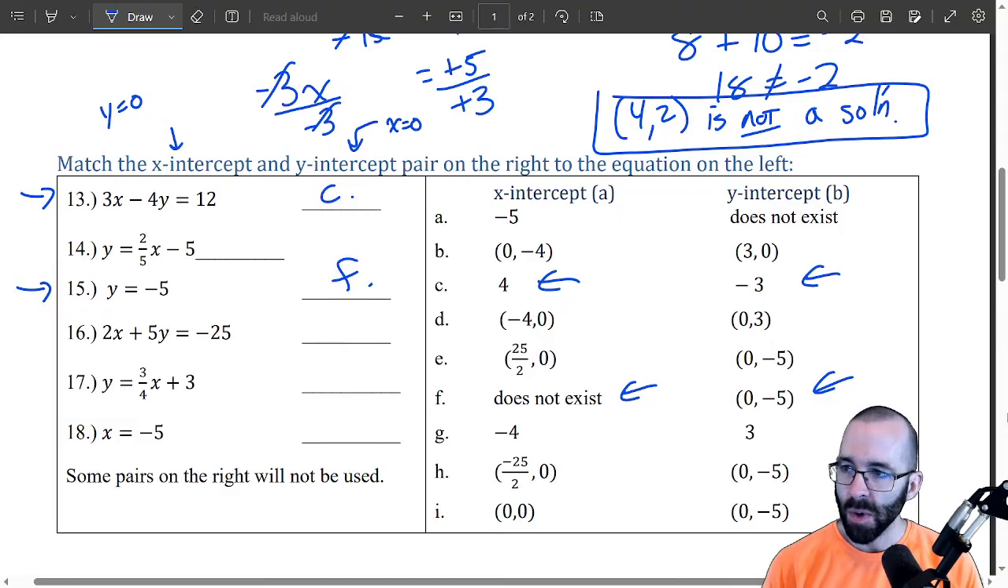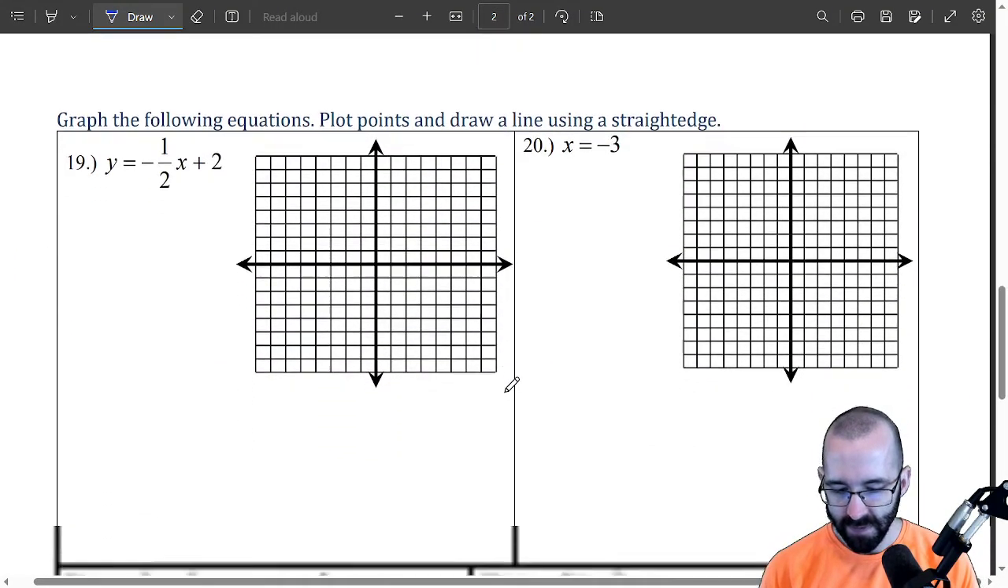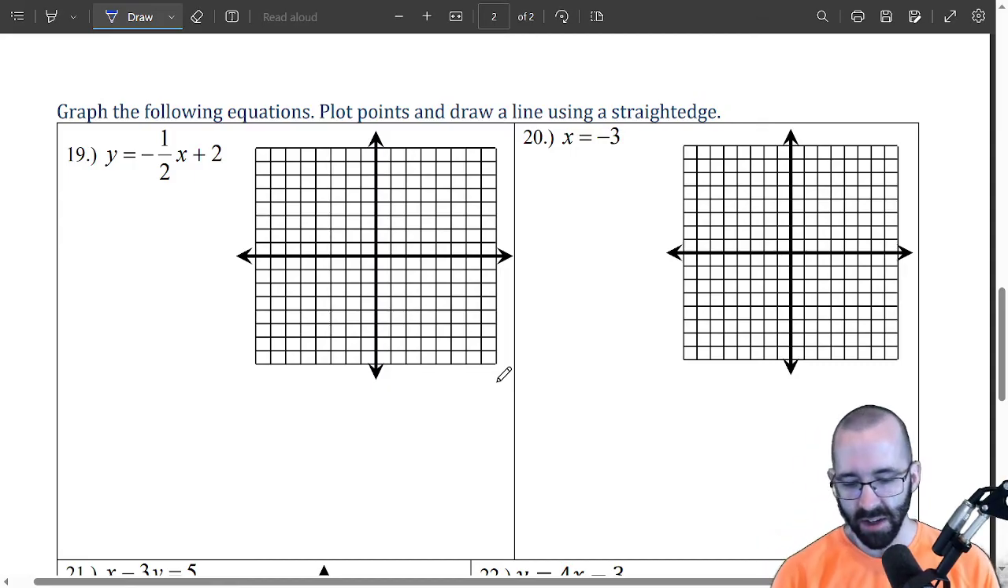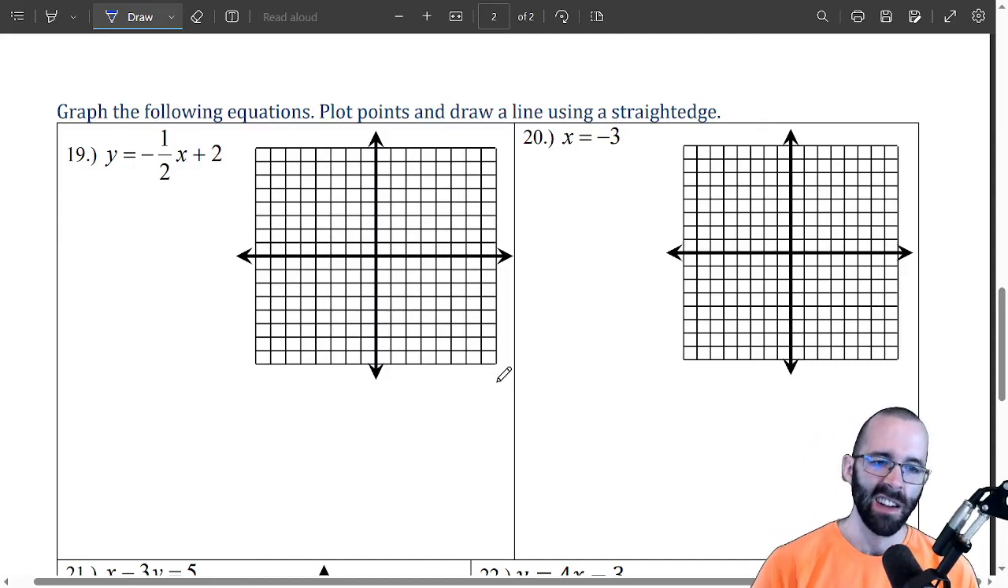All right, 2 more problems. Let's do 20 and 21. Graph the following equations, plot points, and draw a line using a straight edge.